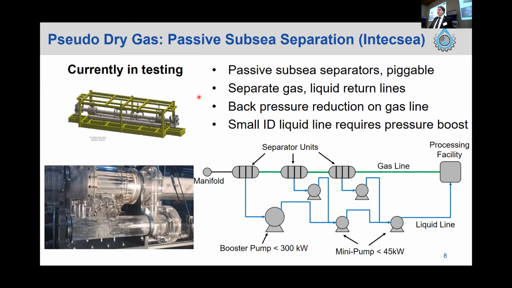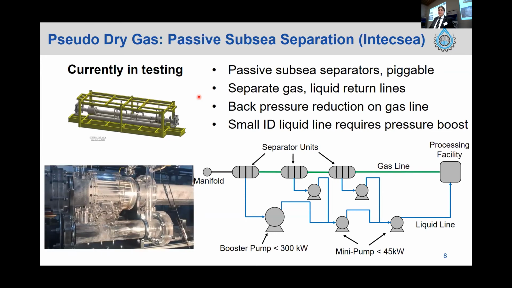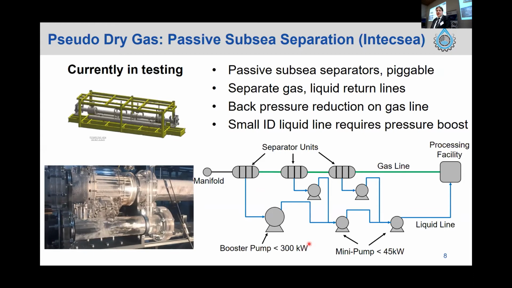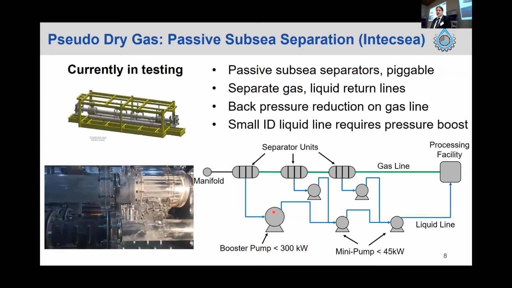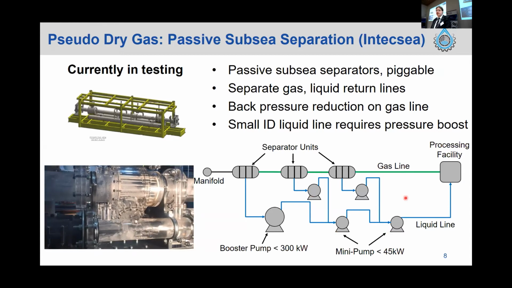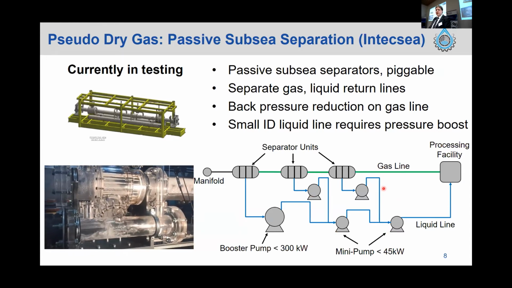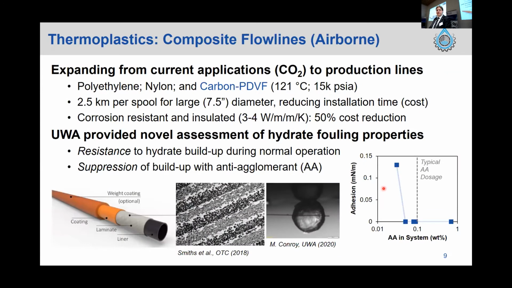As I said, we get a reduction in that back pressure on the gas line, so that's all very advantageous. And then we separately have a more complicated liquid return system down here. This tends to be a much smaller ID line, and it winds up being boosted with a series of different pumps in order to get it back to shore.